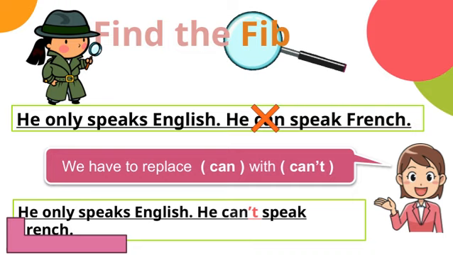Then we have the next statement, "He only speaks English. He can speak French." This is actually a different scenario. It's saying that despite only speaking English, he also has the ability to speak French. It might seem contradictory to the first statement, which is where the find the fib part comes in. The key point here is about identifying the false statement. What's the fib? It's a great way to highlight how easily we can be misled by language descriptions or assumptions.